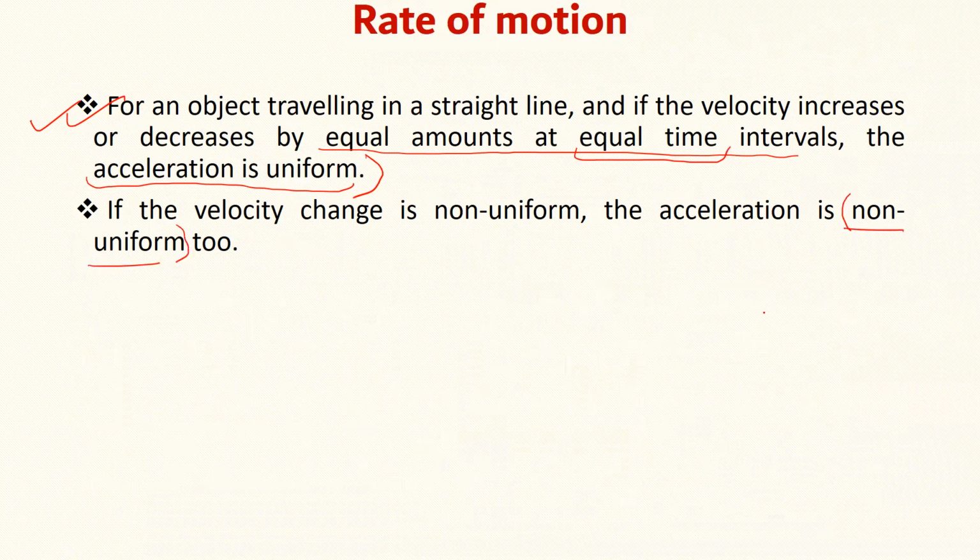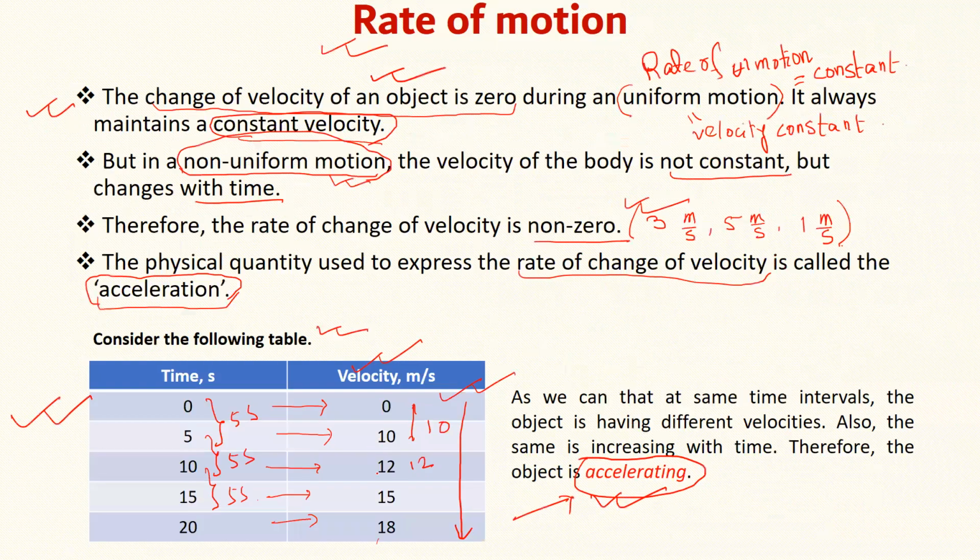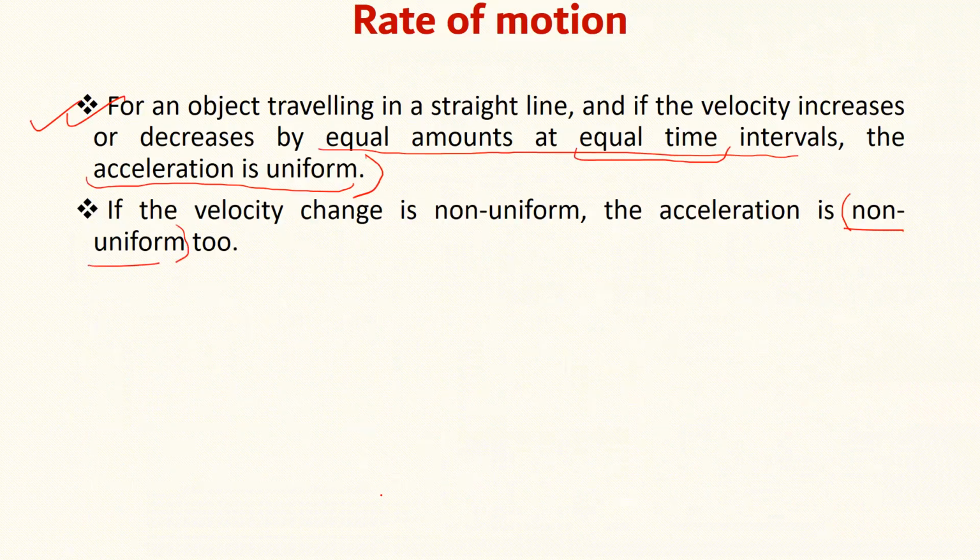Look at this example. The acceleration would be non-uniform because the velocity of the object is changing by different values at different intervals of time. In that case, the object will have a non-uniform acceleration.